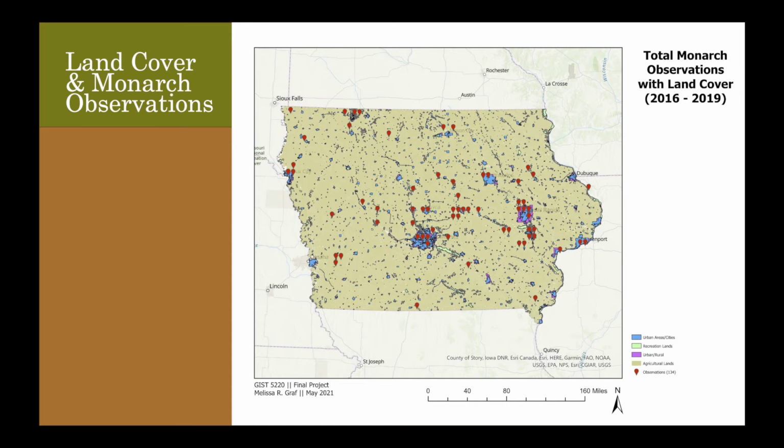This map is more or less the same as the map we just saw, but with the 134 monarch observations overlaid on top of it. This is the, quote-unquote, raw observational data layer before it was split up into the 4 land categories.